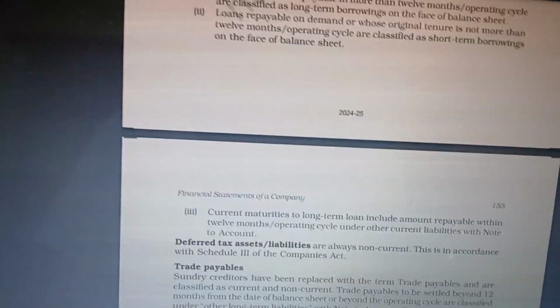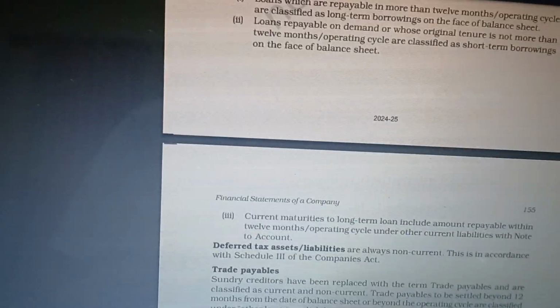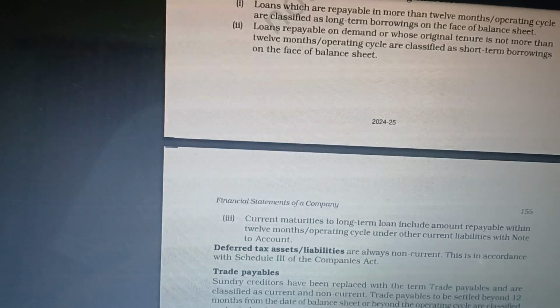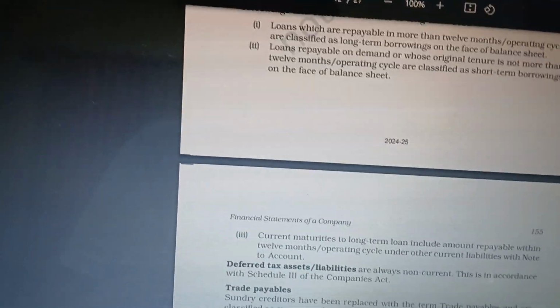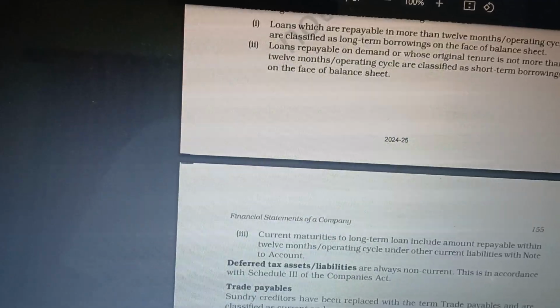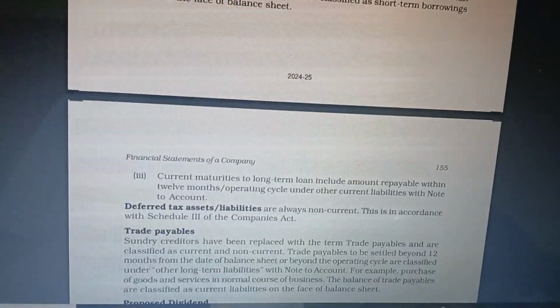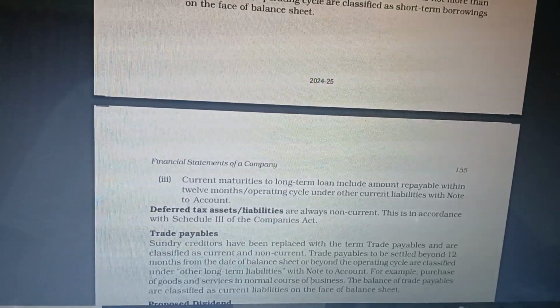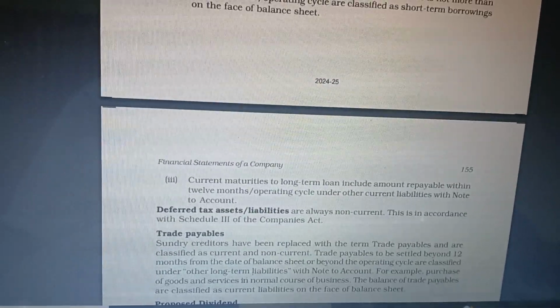Then our third category is current maturities. Current maturity means the currently repayable portion of long-term loan, including the amount payable within 12 months or operating cycle, shown under current liabilities with the note to accounts. That is, there should be a heading showing the note to accounts. From here we have to specify what it is.